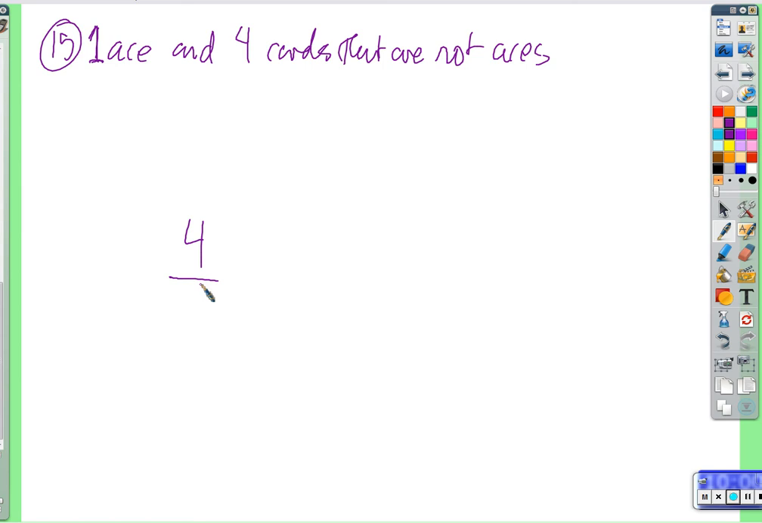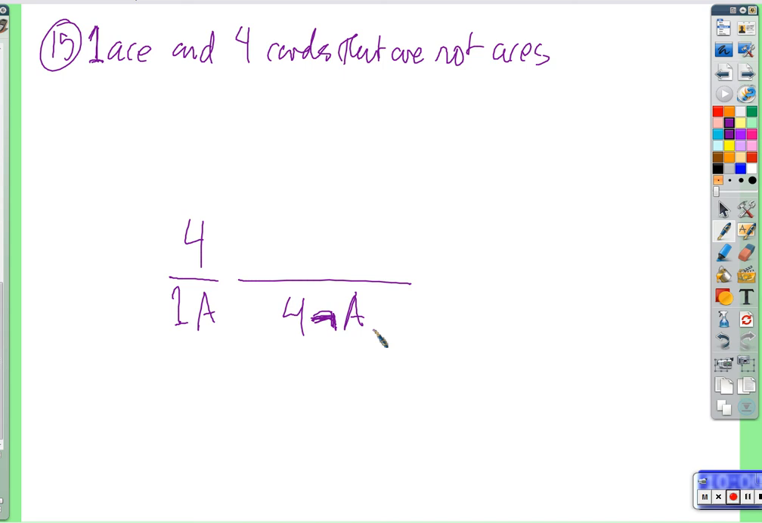Cards that are not aces. Does it matter what order they come in? Is this a permutation or a combination problem? Combination, so we're going to count this using combination. We get our one ace here, and we get 4 not-aces. So how many ways are there for that to happen? You get 4 cards that aren't aces, and order's not important here. 48 ways?